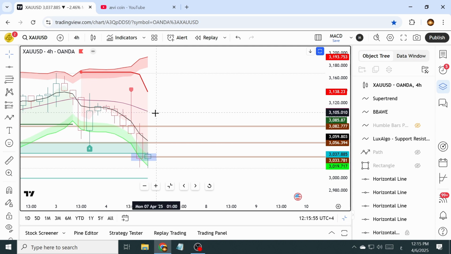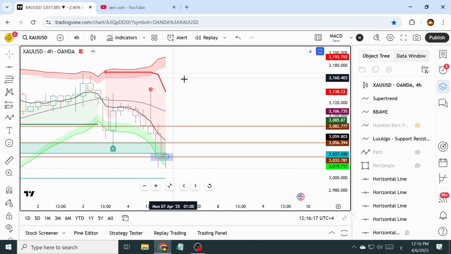In case the price closes above the 20 EMA and we see a cross of the 5 EMA and the 20 EMA, we could see the price going up, attempting to change the super trend first, and second try to reach this area here.